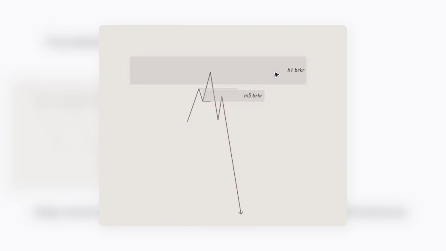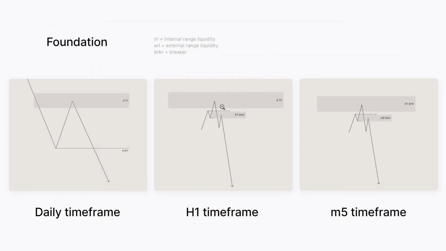So we want to see an M5 displacement out of the H1 breaker. It's literally all the same. Breaker inside the daily fair value gap, breaker inside the H1 breaker. It's like an inception. Once you see that, it's go time. You already know, man. Like, how many times do I need to tell you?